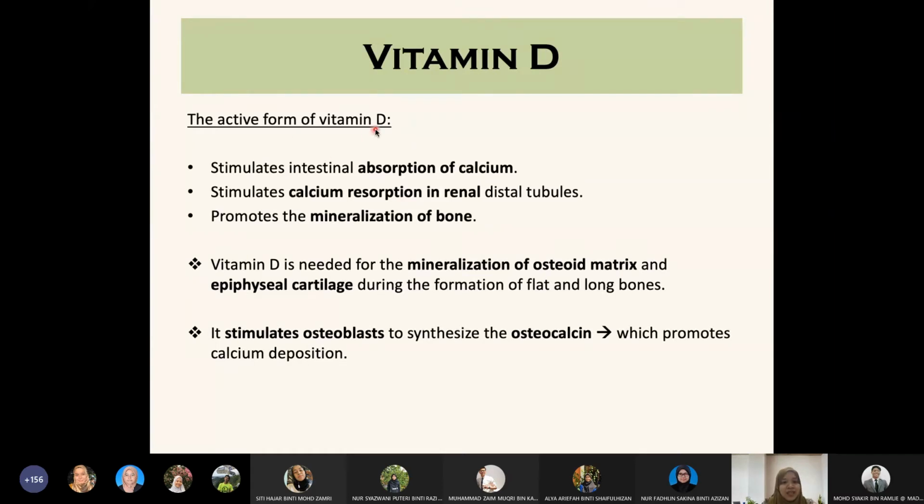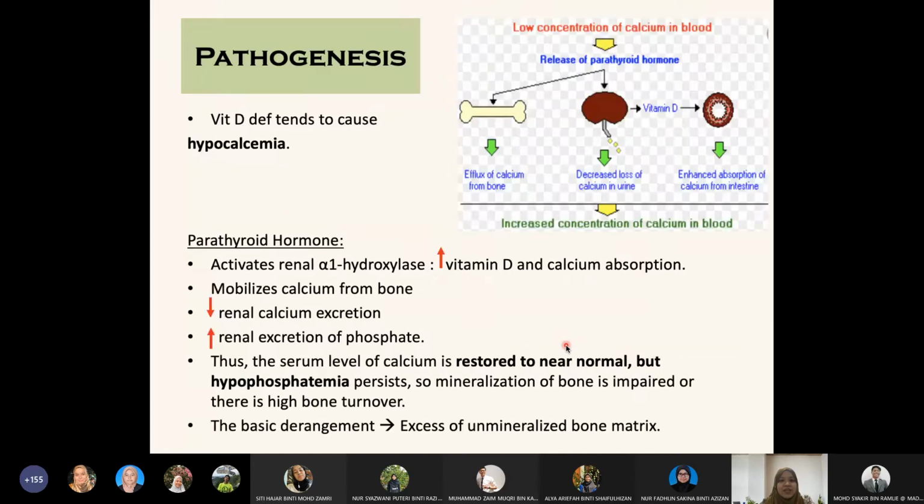You need the active vitamin D to stimulate absorption of calcium from the gut, to stimulate calcium reabsorption from the kidney, and to promote the mineralization of the bone. So vitamin D is needed for the mineralization of the osteoid, and it stimulates the osteoblasts to produce osteocalcin, which promotes calcium deposition.